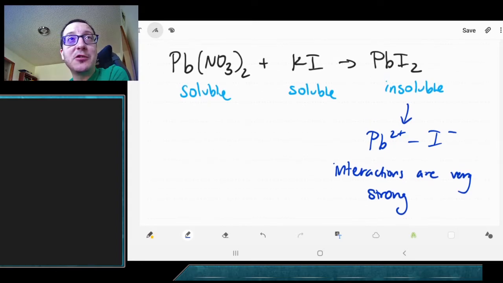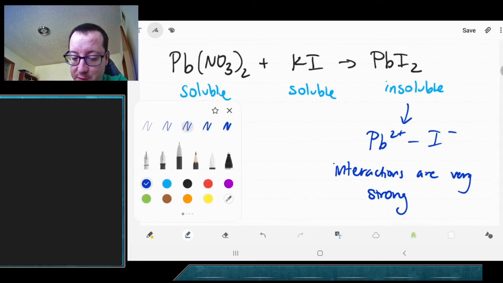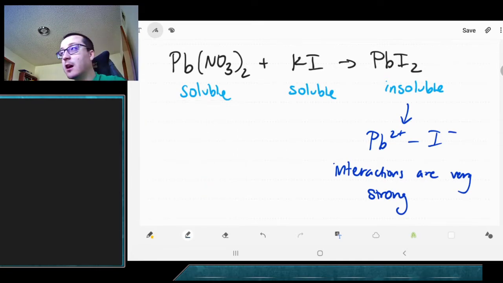Whereas potassium and nitrate and all these ones that make things soluble, they are very happy to go along with water, and they're very weakly held on to different things. So just remember what the solubility process is all about: comparing interactions. So we're going to see that the insoluble things have very strong attractions, soluble things have weaker attractions, respectively.